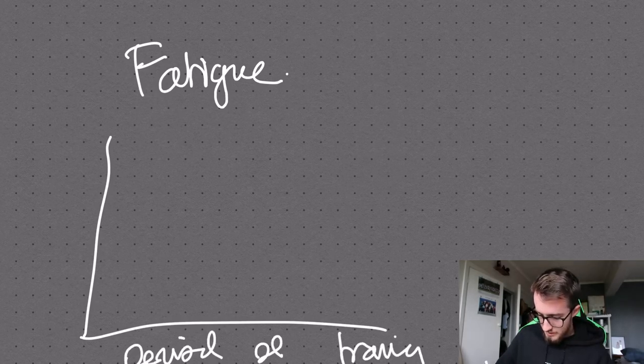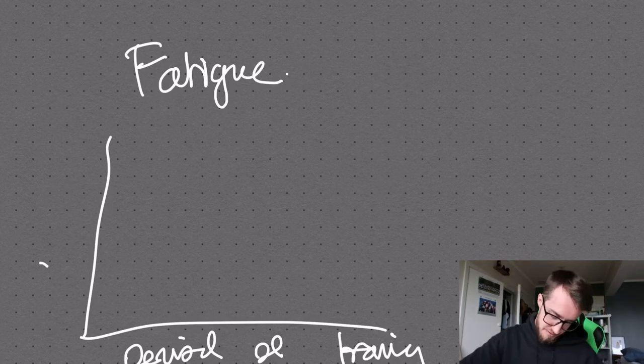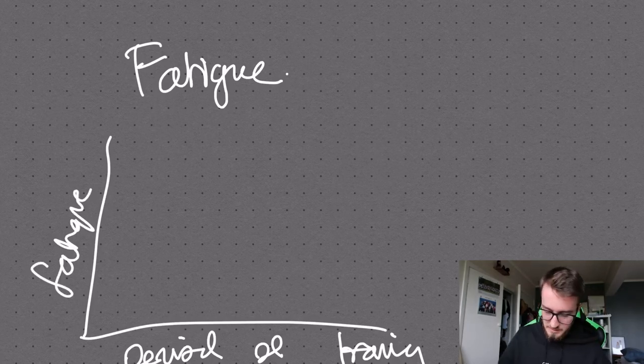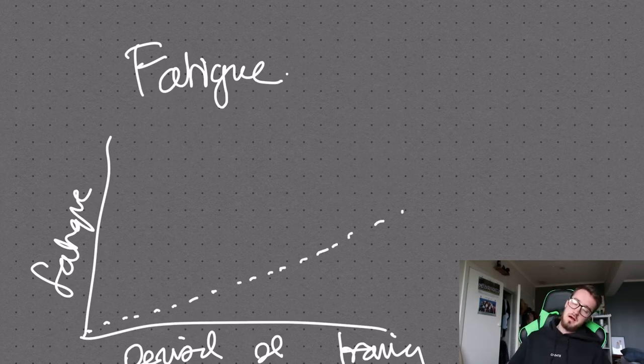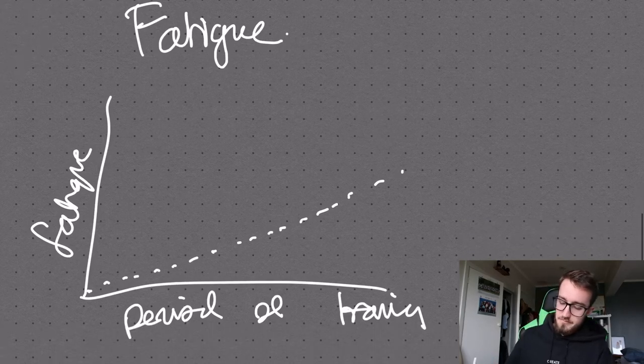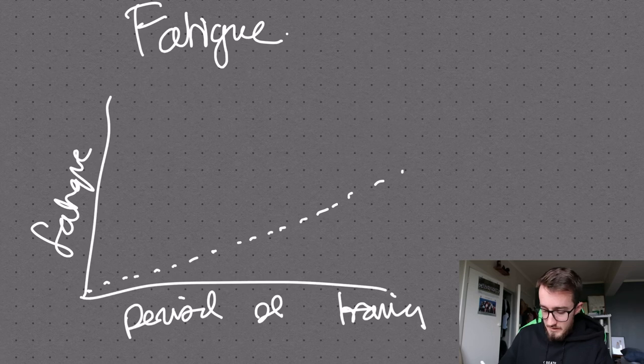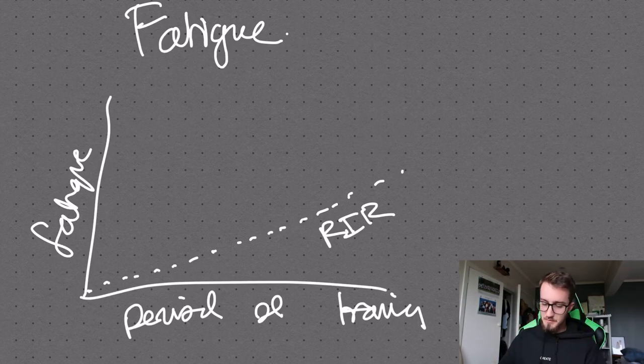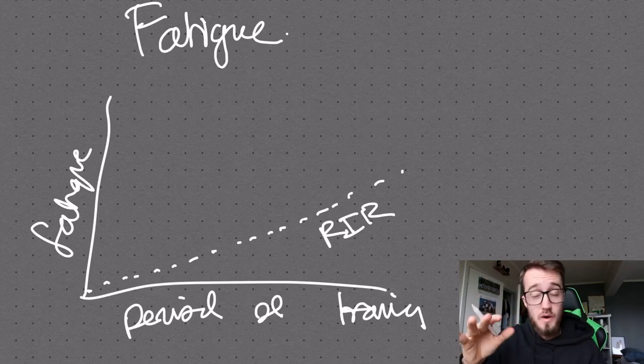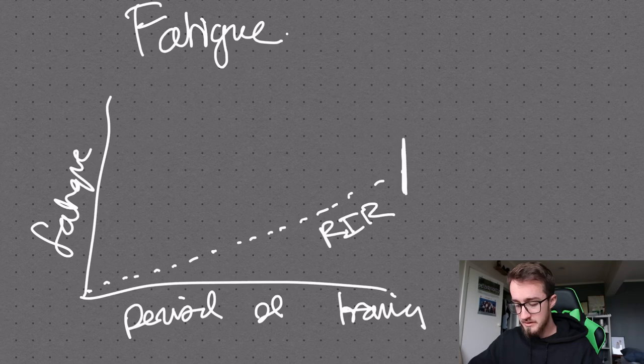This is your period of training, and then this is fatigue. In general, fatigue will increase. So let's just say that's a normal line of fatigue over time. But now let's say that is using RIR. And let's say volume is equated. And let's say this point is deload.